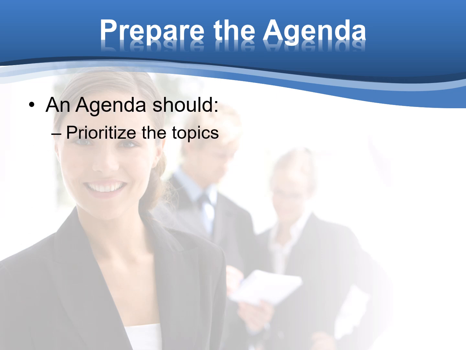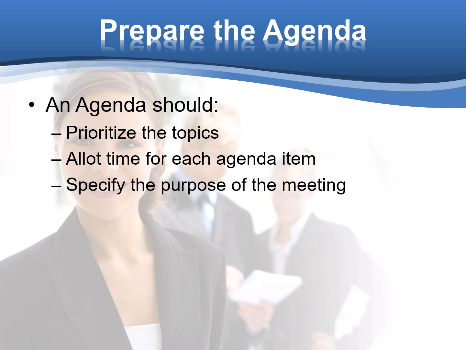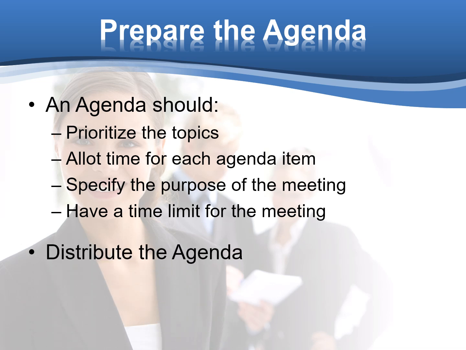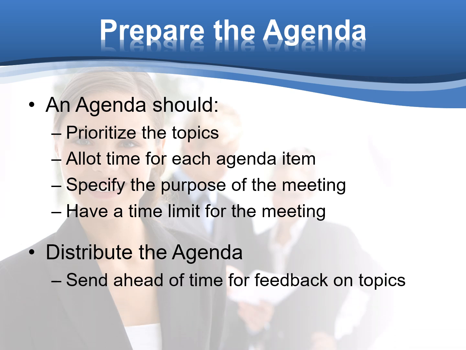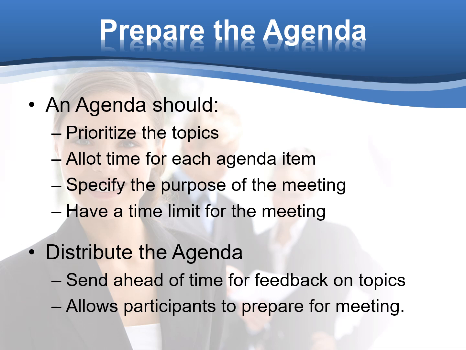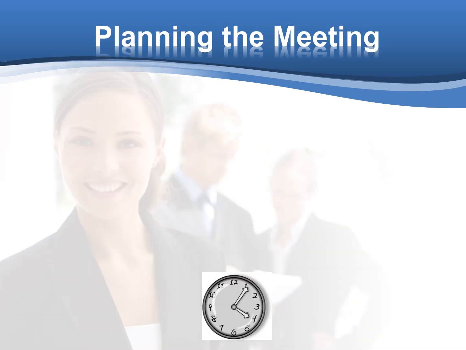So an agenda should include prioritizing the topics, allotting time for each agenda item, and specifying the purpose of the meeting. Obviously, have a time limit for the meeting, and I recommend don't ever go over an hour. Distribute your agenda to all the participants. Send it ahead of time so they can give you feedback on the topics, and it also helps your participants prepare themselves for the meeting.